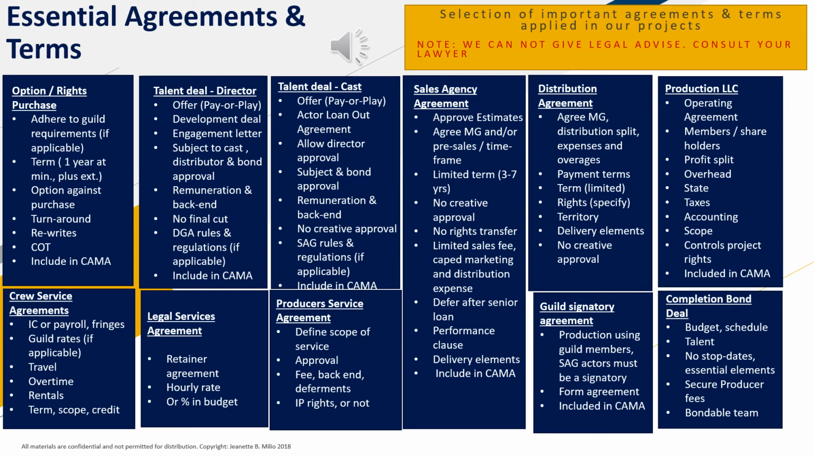You will talk to the director about the remuneration as well as a back-end profit participation if applicable. You'll make sure that the director is not going to insist on final cut. It's usually a headache. Don't want that headache. But you can offer the director to apply DGA rules and regulations, even if the director is not in the DGA.